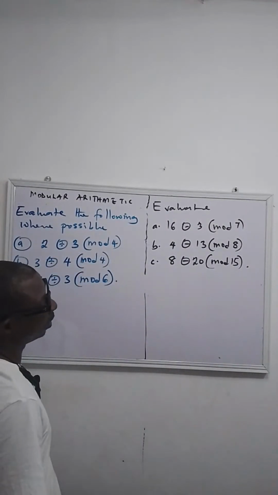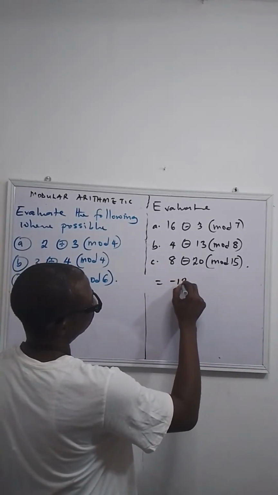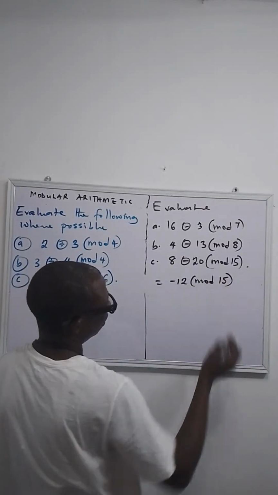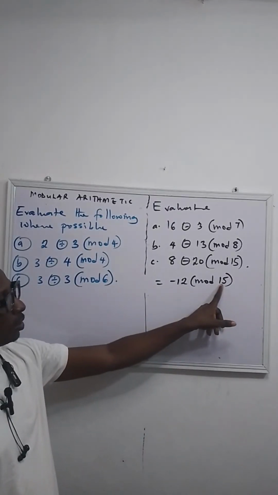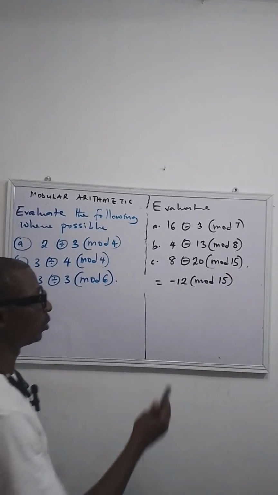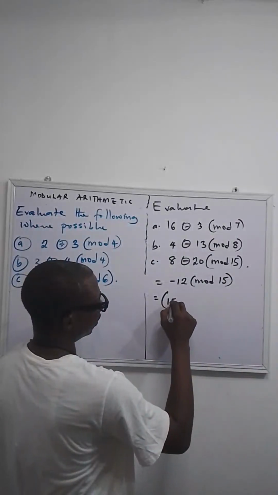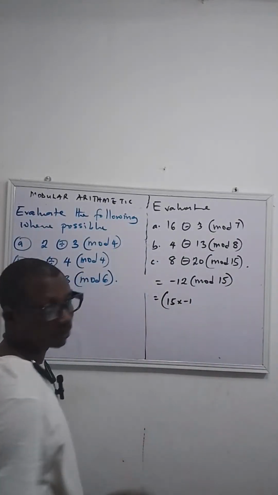Now this gives you what? Negative 12 mod 15. All right, now you can see this is bigger than this. So the modulus is bigger than the number. So what are you going to do in that case? You just have 15 times negative 1. Don't forget, that gives you negative 15.